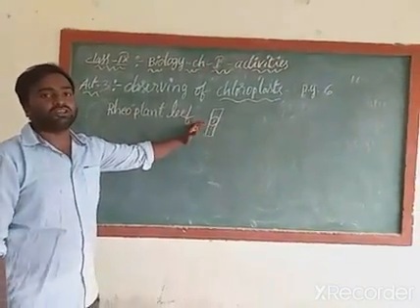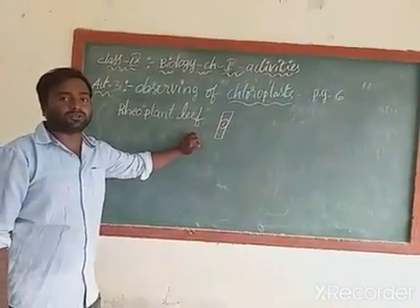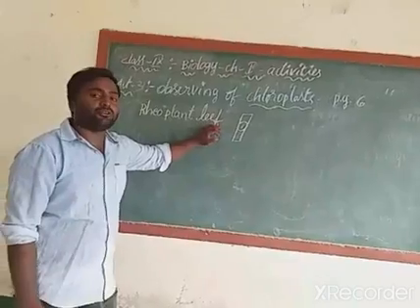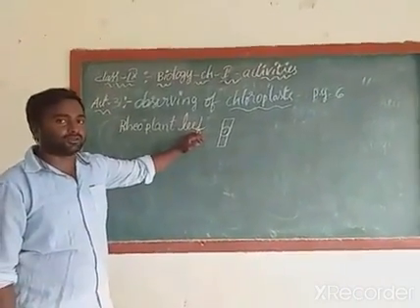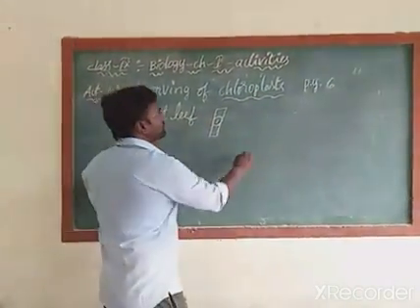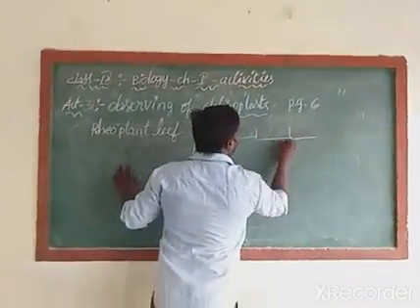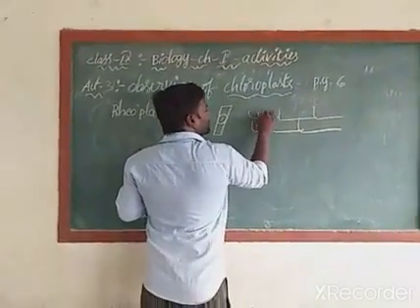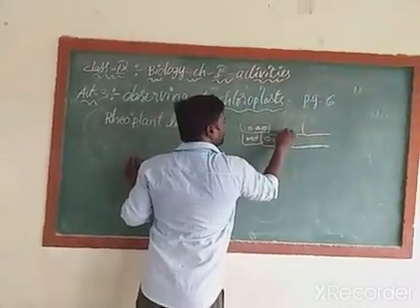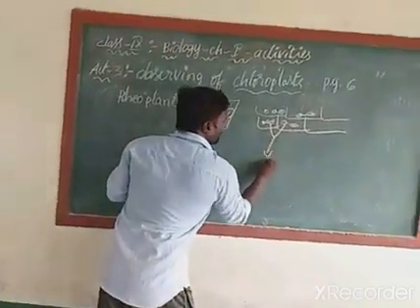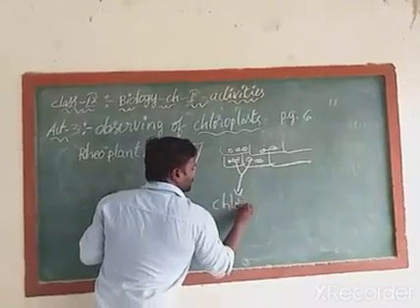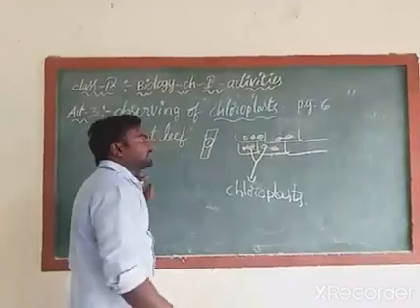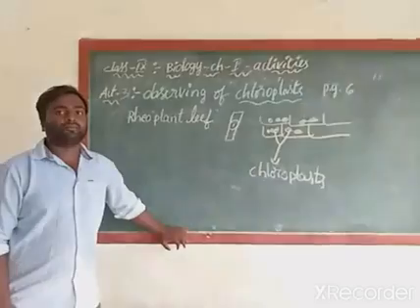Same procedure. Keep it under the microscope. If you observe the cells of the Rheo plant leaf under the microscope, there is a chance to see in between the cells some green colored granule-like structures. These green colored granule-like structures we can call chloroplasts. These chloroplasts are responsible for the green coloring of plant leaves.